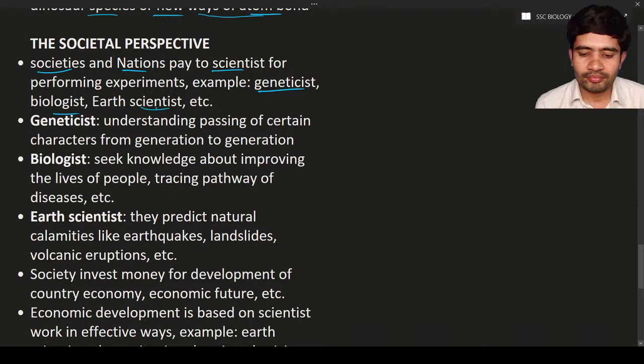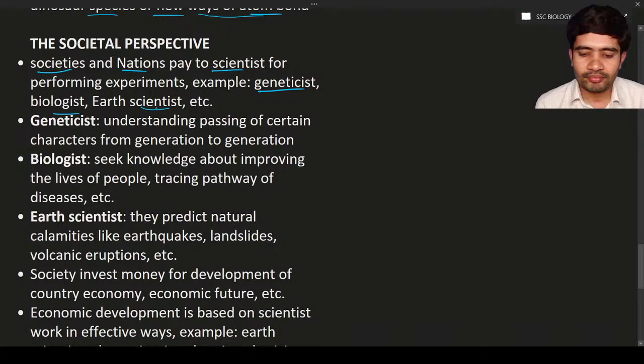Next, the biologists seek knowledge about improving the lives of people. How? For example, tracing the pathway of diseases. They will trace in what way diseases are passed from one human being to another. For example, you might have seen the coronavirus. How does it move, how does it pass from one person to another? These biologists study how the virus passes from one person to another.